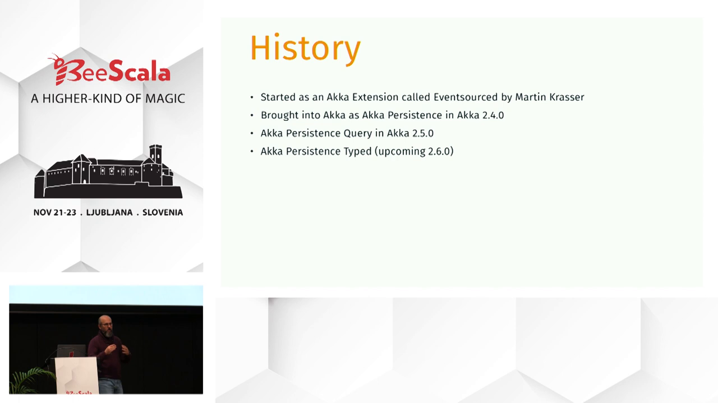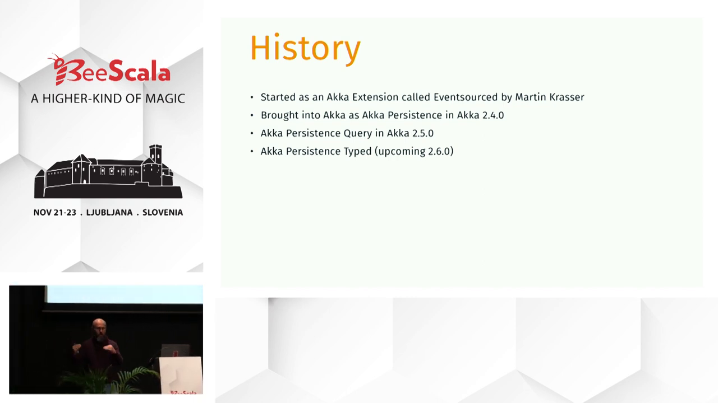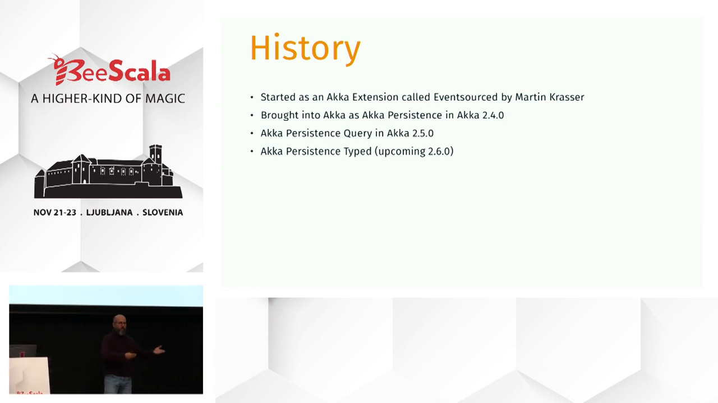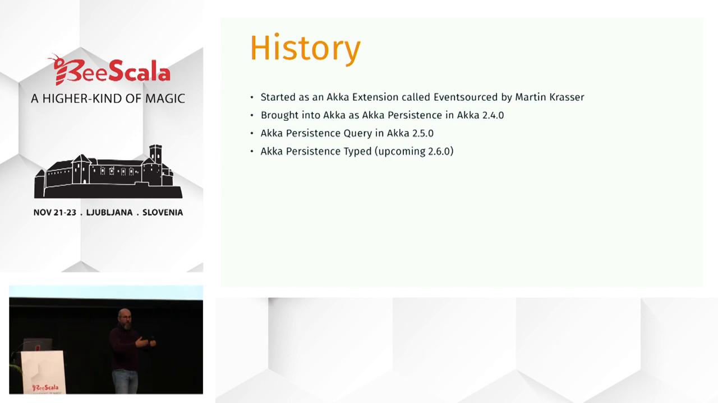In the command query responsibility segregation pattern, CQRS, on one side you are writing data, and that's the actor event sourcing. On the other side, you need to read the events and generate whatever you want from them. That part was missing, and it was introduced in Akka 2.5 as Akka Persistence Query. So I can persist my events on one side, and on the other side I can query and say, give me all the events for that ID, or all the events of that type, and I get a stream of events that I can consume and produce data from.